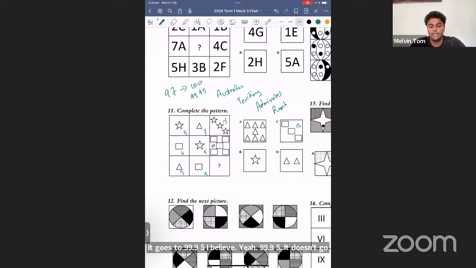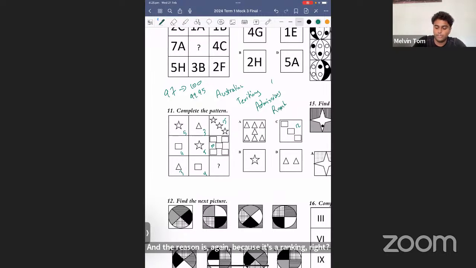And the reason is, again, because it's a ranking, right? Imagine you're writing a test, and the top mark was 100%, and then there's 5 people who got 100%. You can't have rank 1 for all of them, right? So they kind of stop it off at 99.95.